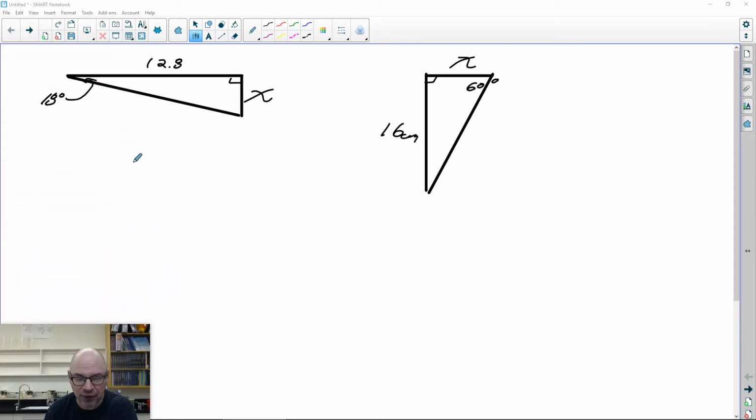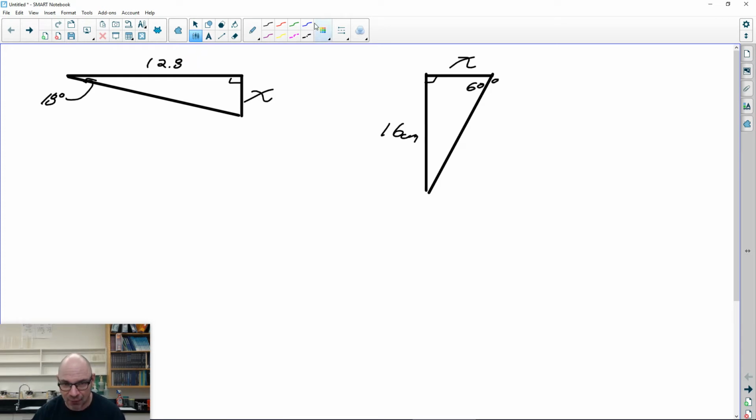Okay, so the first question is for 6 drawn triangles, finding x using the tangent ratio. The first one here, we have our triangle drawn where we have 18 degrees, and then we have 12.8, and I think that was meters. I forgot to put meters in there. And we are going to solve for x.